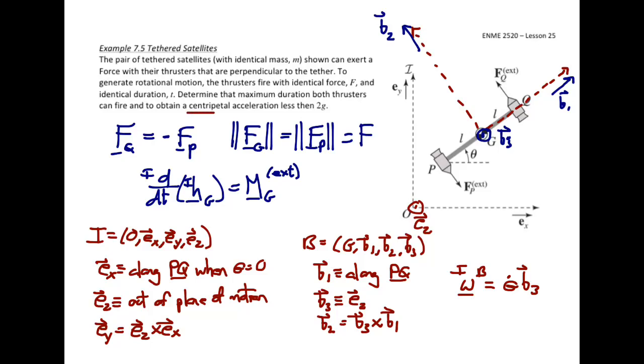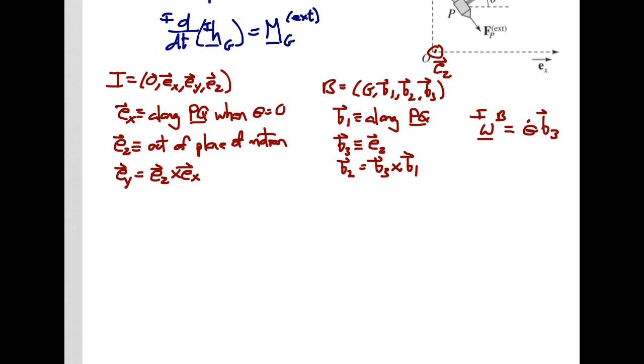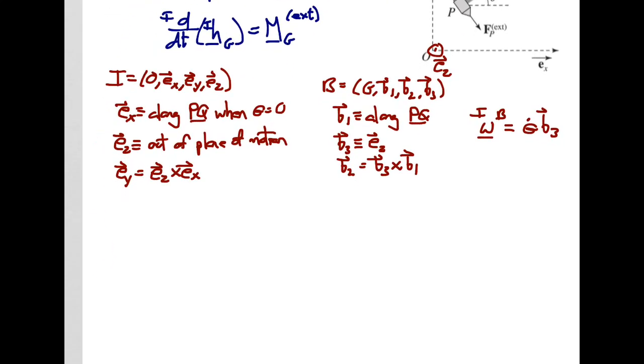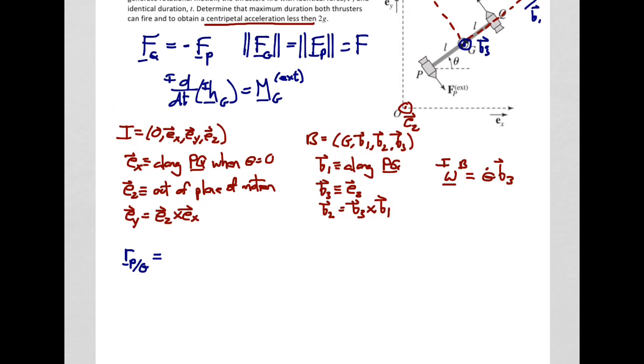Now we're solving for the centripetal acceleration of this system, so let's develop an expression for it. For our kinematics, R of P with respect to our center of mass is equal to, in the B basis, negative L in the B1 direction.